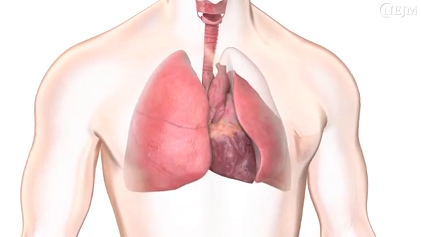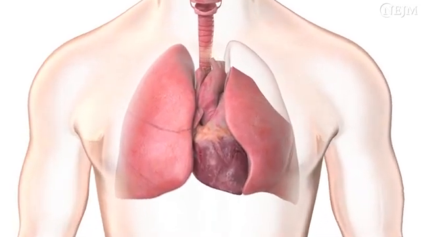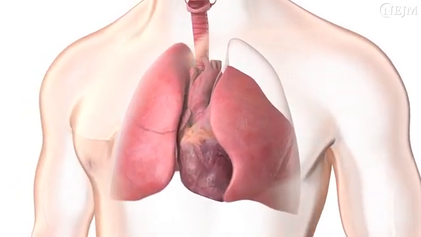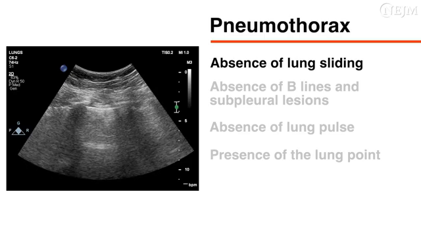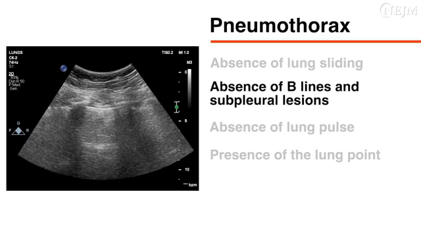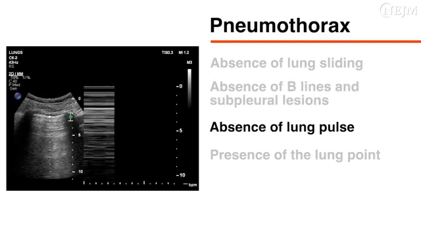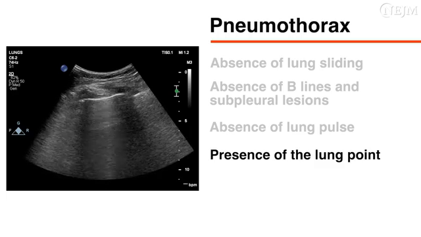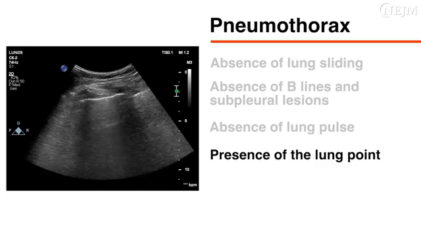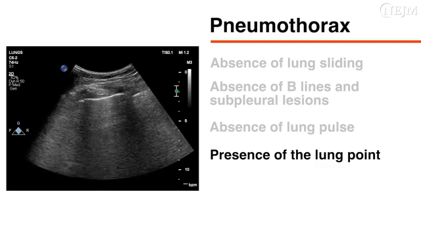Pneumothorax can be life-threatening. The following findings on ultrasonography can be visualized when a pneumothorax is present: the absence of lung sliding, the absence of B lines and subpleural lesions, the absence of the lung pulse, and the presence of the lung point, which occurs when the lung appears suddenly and transiently on the ultrasound image. We will discuss each of these in some detail now.